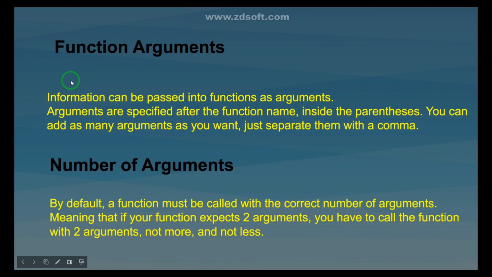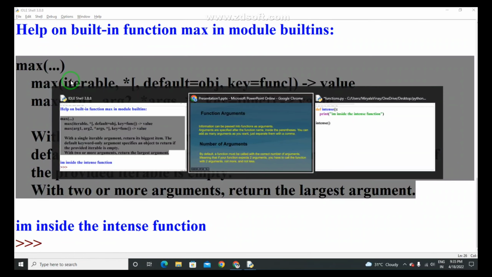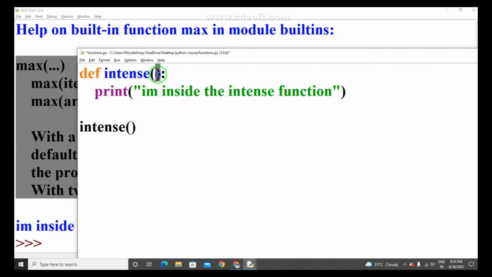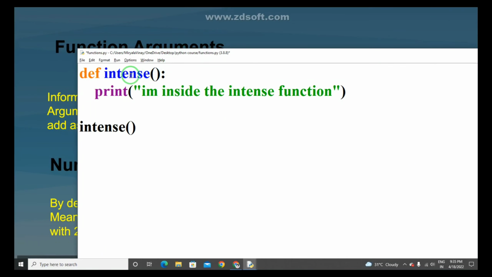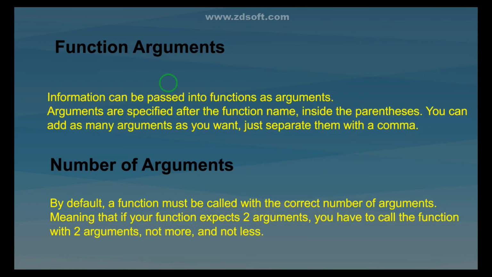So coming to the next part, that is function arguments. As you can see, guys, in my function there is nothing I am mentioning, because here zero arguments are accepted. What is meant by function arguments? Information can be passed into a function as arguments. Arguments are specified after the function name inside the parentheses. In this gap only, the function parameters, which you can call arguments, are passed.